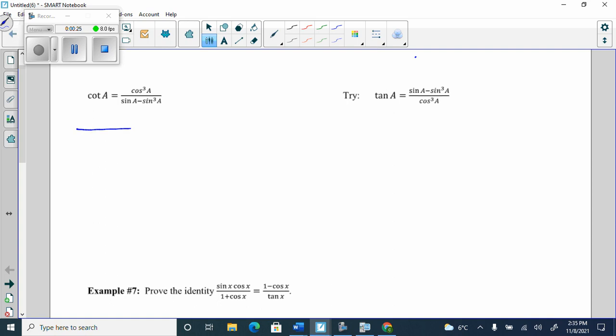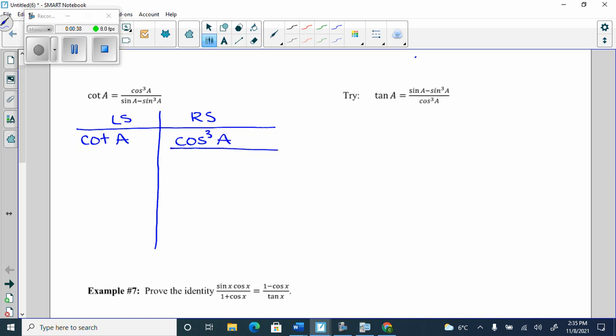Left side, right side. This will help you for one of them that is on your sheet. So, first thing I do, rewrite cotan A equals cos cubed A over sine A minus sine cubed A, because I'm literally just rewriting the question. Now the left side, we could leave it as we want. The right side looks more crazy.